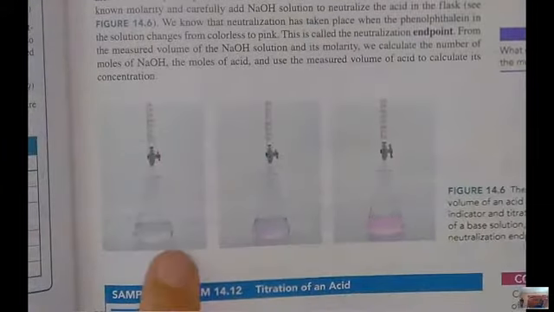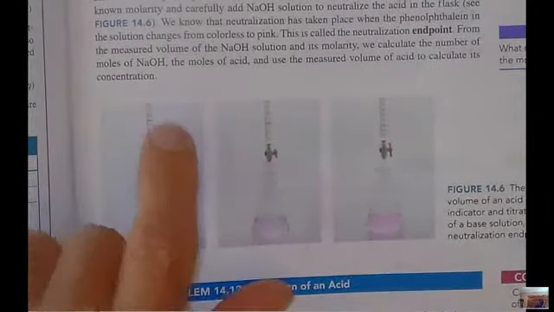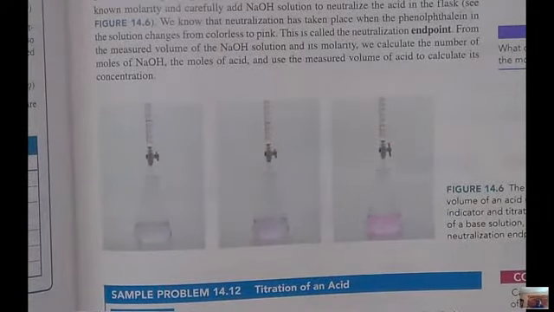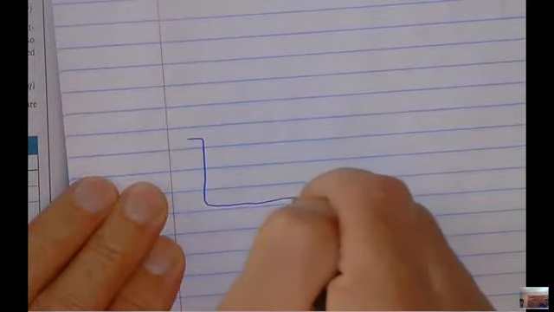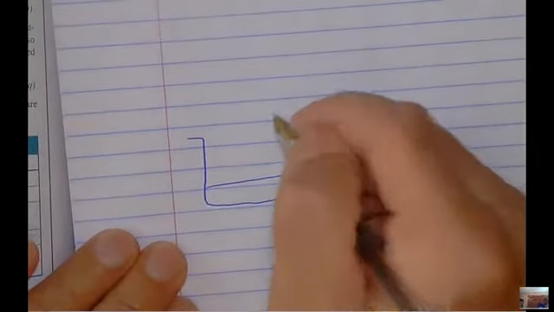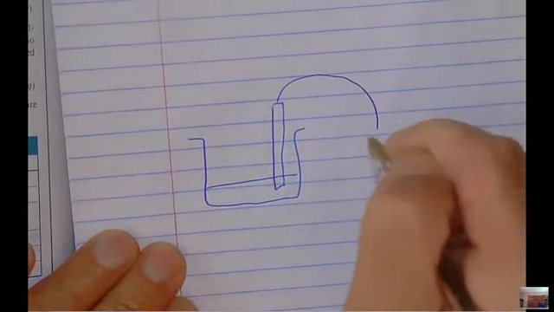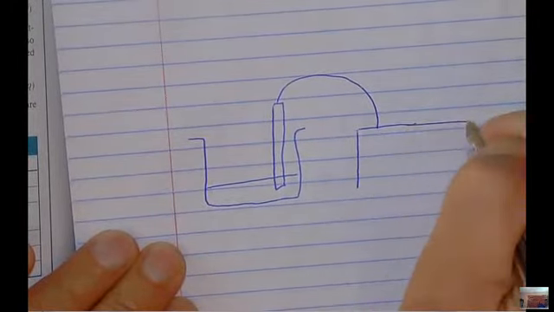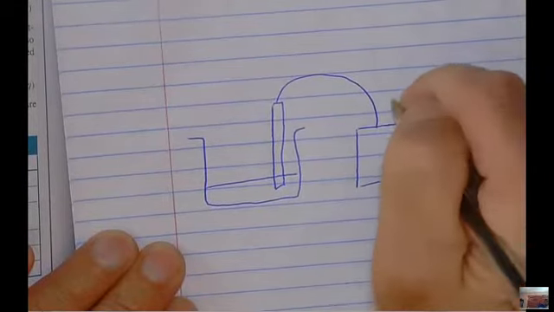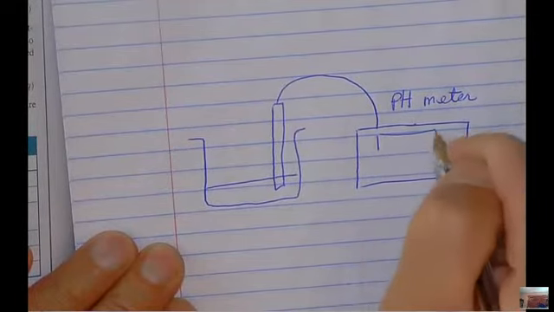The second way that you can do it, rather than know when to stop by waiting for the color change, adding it slowly, you could take your beaker at the bottom and put a pH electrode into it. So here's my beaker at the bottom. Here's my original solution that I'm titrating. And over on the side here, I'm going to put a pH electrode in. And this will go over to a pH meter. And the pH meter reads what the pH of the solution is.